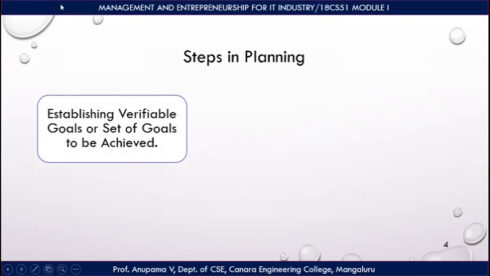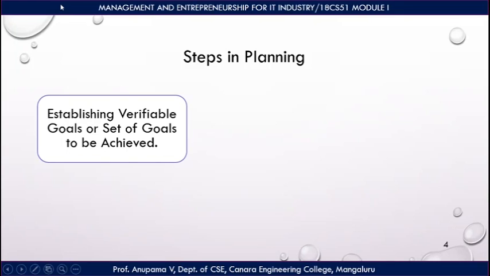The first step in planning is to determine the enterprise objective, that is, establishing verifiable goals or set of goals to be achieved. These are most often set by upper level or top level managers.